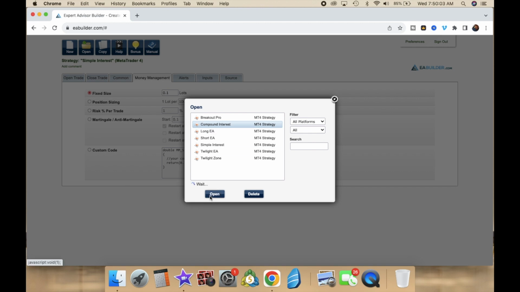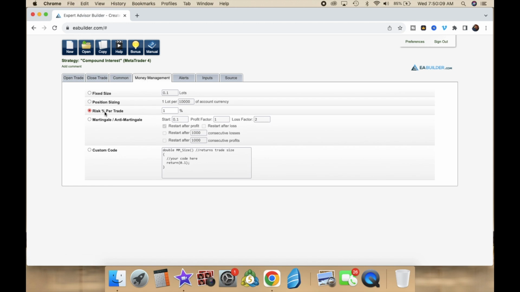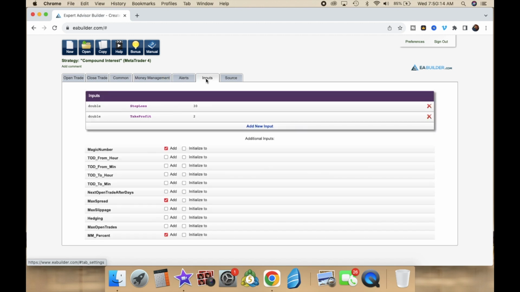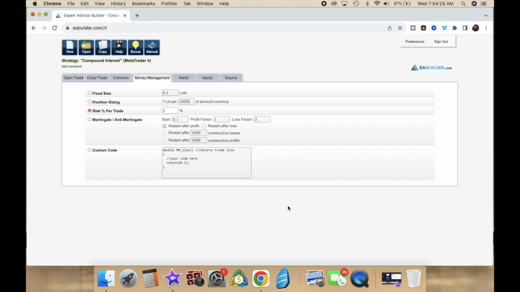Then I created a compound interest expert advisor. Under money management, I will be using risk percent per trade. I also made that an input setting, but for the risk percent per trade, it will risk 1% of the account. So whenever the account grows in value, it will continue to increase the lot size. I also wanted to mention that for the compound interest expert advisor, whenever there are losses and the account decreases in value, the lot size will get smaller.